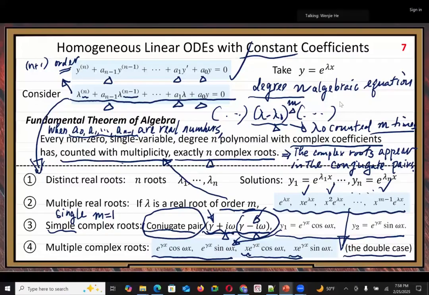All right, let me stop right here. We finish this topic. The next time we will do the Laplace transform.